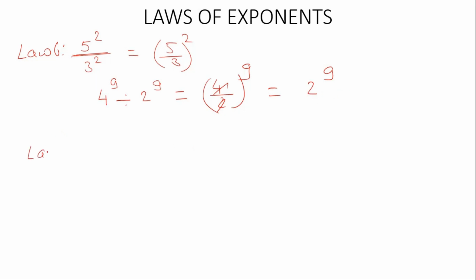Last but very important, law 7. Now what is law 7? If any base is having a negative power, we have to write it like 1 by 2 to the power 3 to make the power positive. Same way, if we are having exponential form like 1 by 3 to the power 5, we can write it as 3 to the power minus 5.